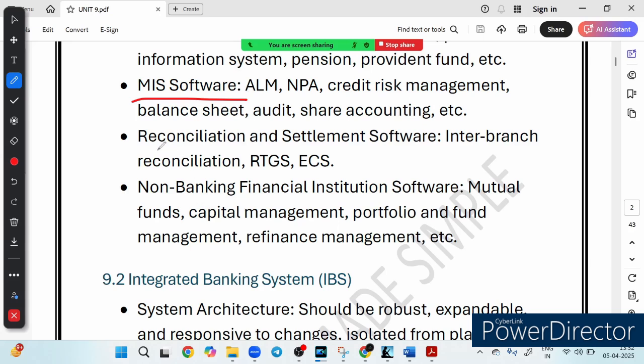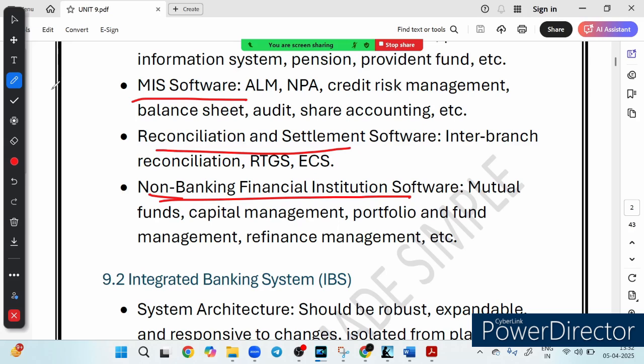Then comes reconciliation and settlement software. So ever wondered how your money reaches from one branch to another, or how RTGS and ECS work? Yes, this software ensures that money moves accurately and smoothly. Then comes non-banking financial institution software. So banks don't just handle savings and loans, they also deal with mutual funds, capital market, portfolio management. There is a special software for that too. So the next time you walk into a bank or use internet banking, remember there is an entire orchestra of software systems playing in harmony to make it all work.